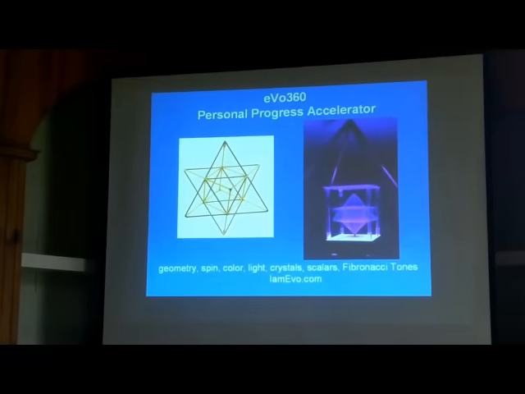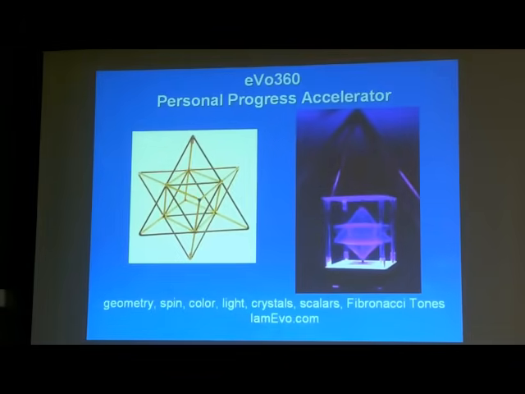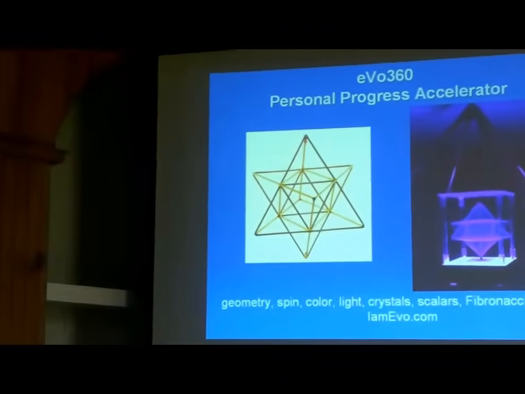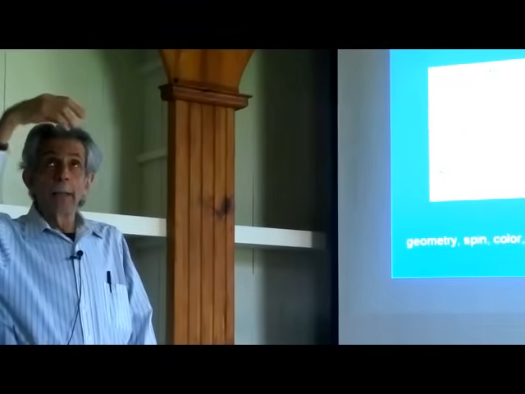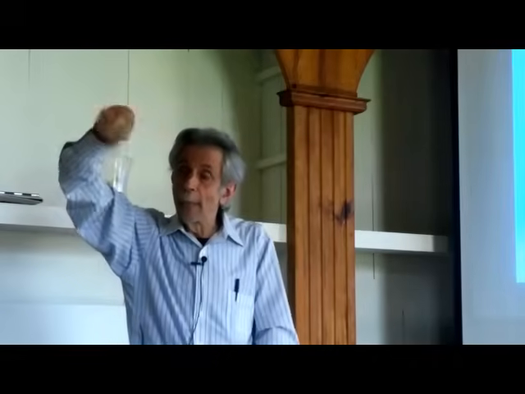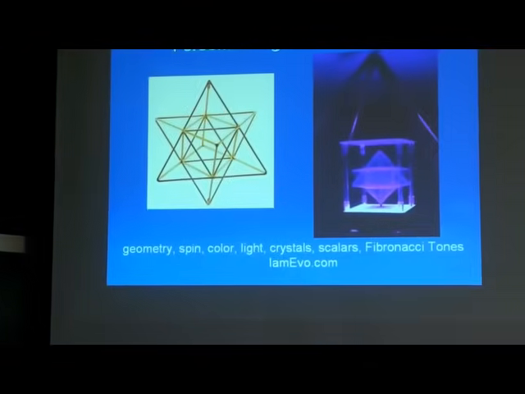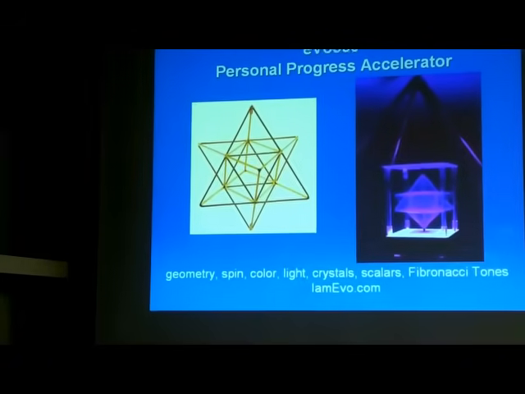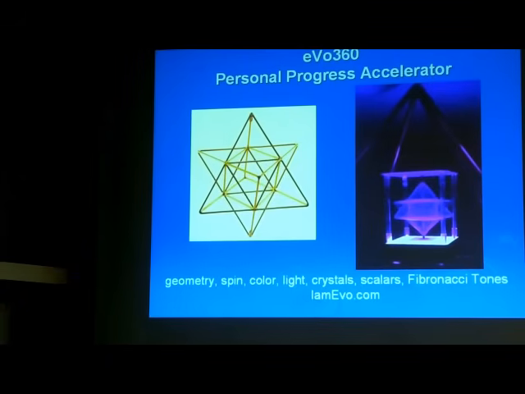Their website is I Am Evo, and it's a technology that they use to raise consciousness. What they actually do is take a spinning geometric structure and put it above the crown chakra while you're lying there, a bit like the Therify. So I was saying, a spinning thing radiates some kind of energy. What does it do to DNA? You can see it involves geometry, spin, color, crystals, scalars, Fibonacci, tone, everything you can think of.